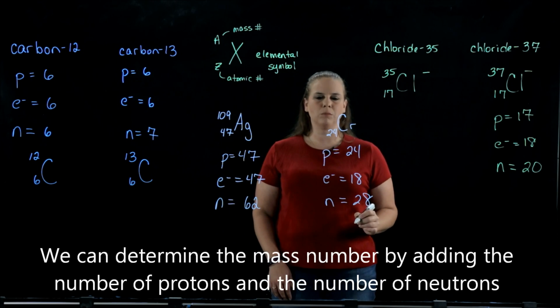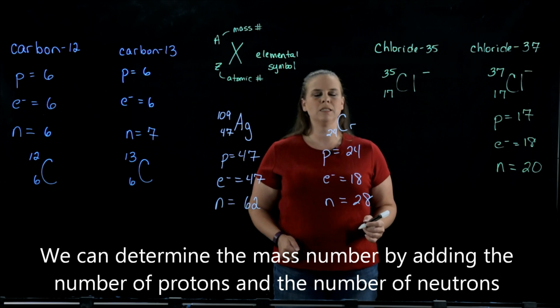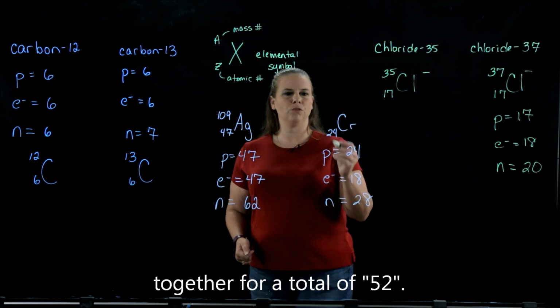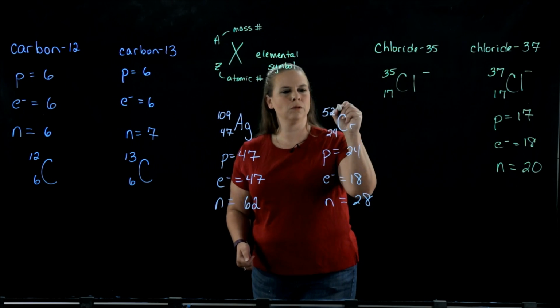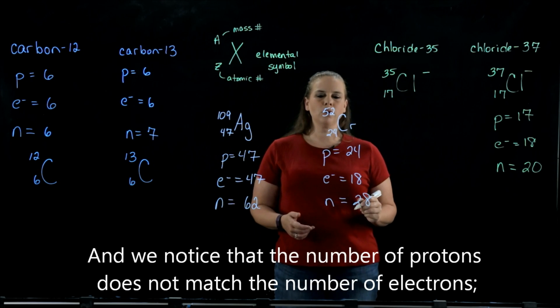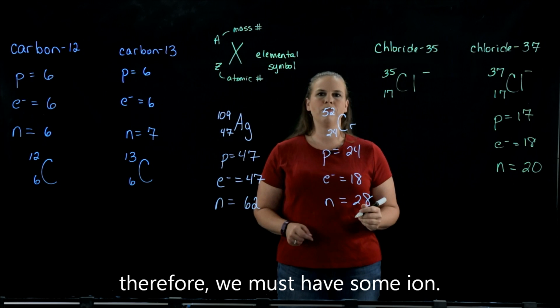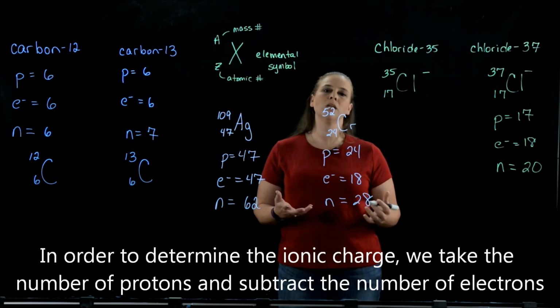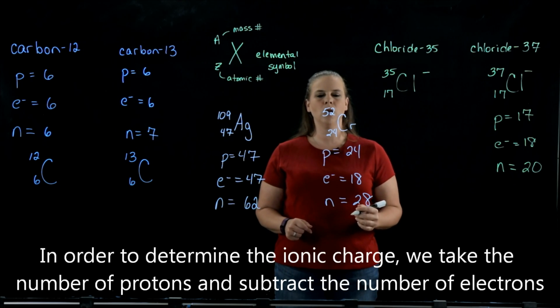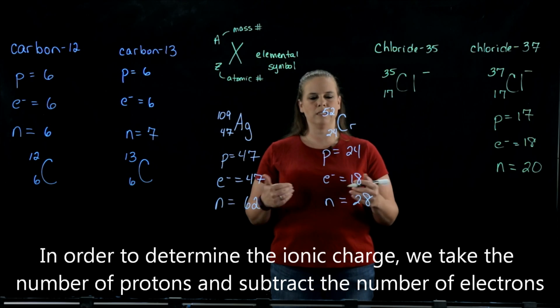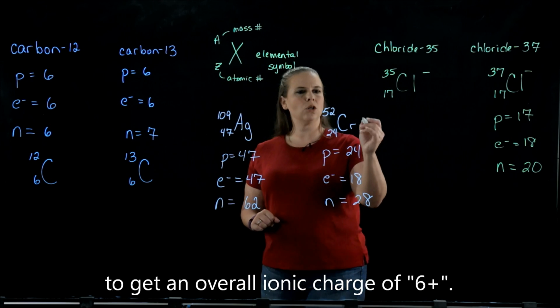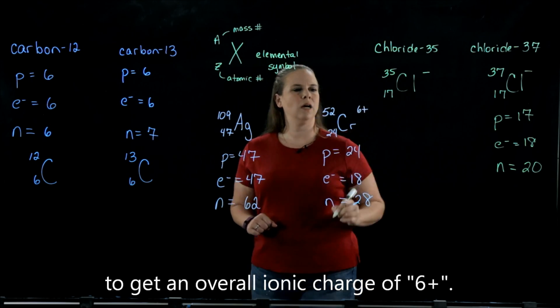We can determine the mass number by adding the number of protons and the number of neutrons together for a total of 52. And we notice that the number of protons does not match the number of electrons, therefore we must have some ion. In order to determine the ionic charge, we take the number of protons and subtract the number of electrons to get an overall ionic charge of 6+.